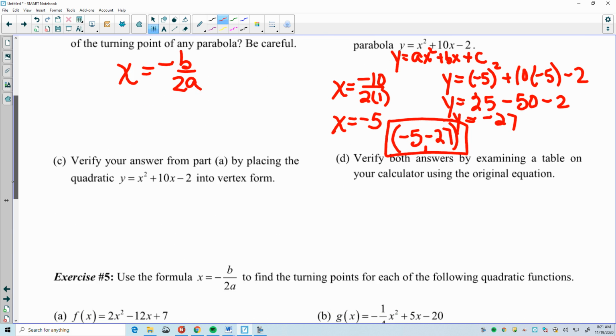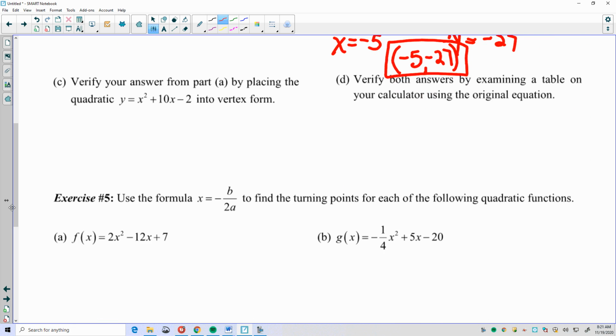Okay. And we're going to verify our answer from part A by placing this into vertex form. So in other words, let's complete the square. Let's see what happens. So step number 1, we're going to pull the constant over. And I notice I don't have a coefficient of anything other than 1 here, so we're good. We can just do our regular completing the square process.